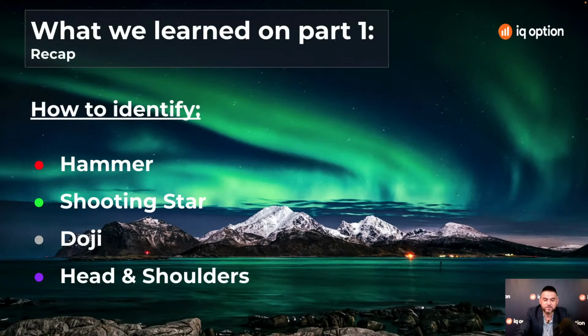Moving on now. First things first, we're going to take a look at what we learned in part 1, a little recap. If you want more information, of course, go watch the video. If you're happy with a little recap, this is it for you right now. So we learned how to identify and use a hammer, a shooting star, a doji candle, and the head and shoulders pattern. These were the 4 we learned last time.